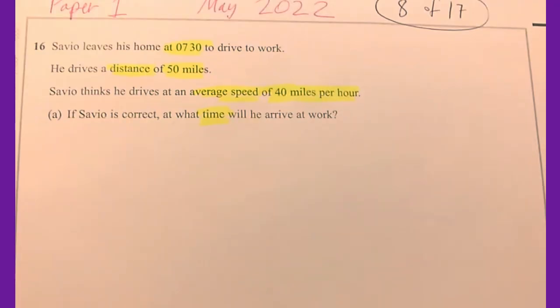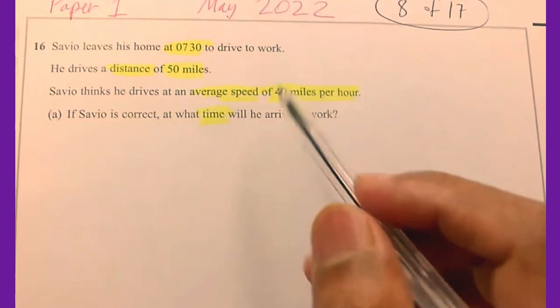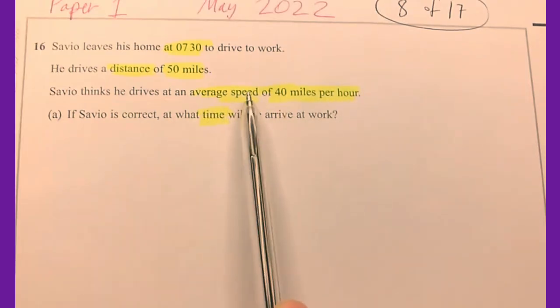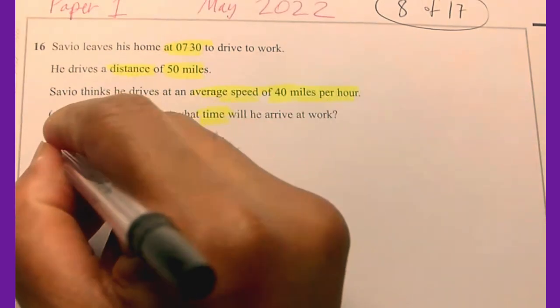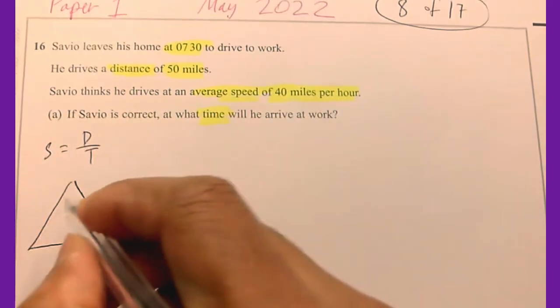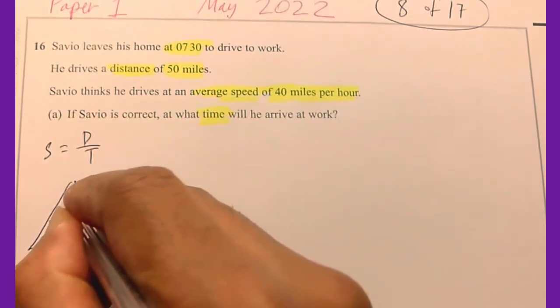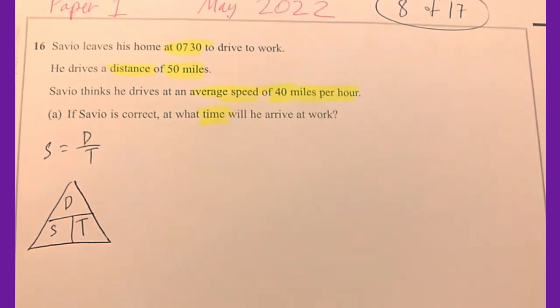So again, first things first, we need to remember our formula. Speed is miles per hour, distance divided by time. Speed equals distance divided by time. Now you might be thinking, why am I writing it every single time? Make it a habit. If you have this as a habit, then when it comes to the exam, you're just going to write it down and you can get those method marks.